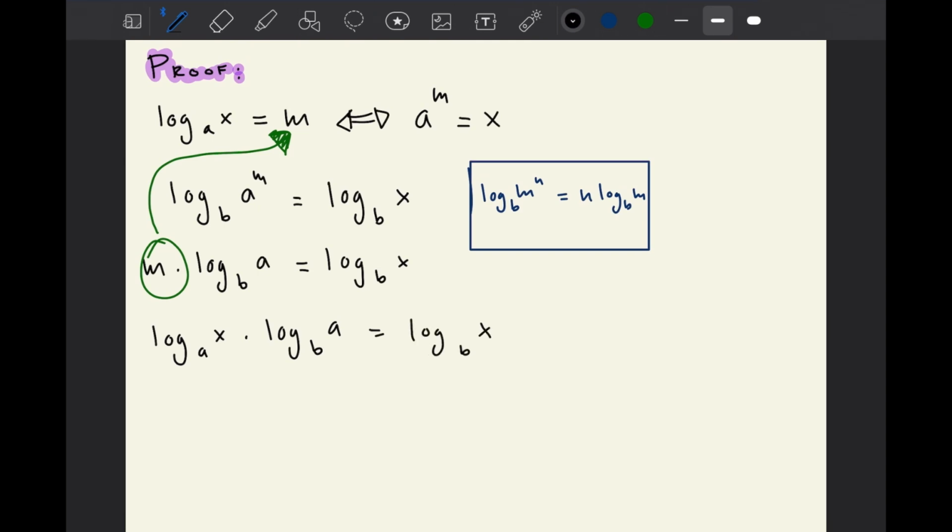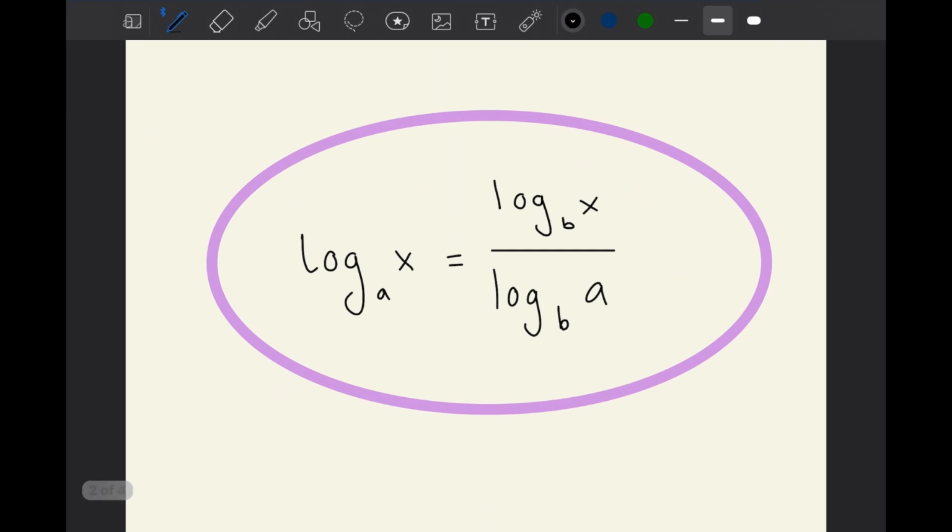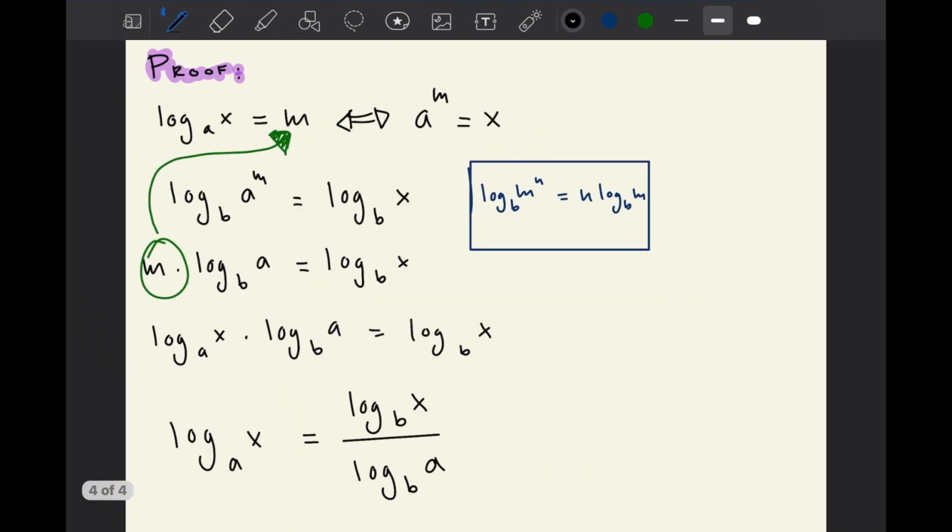And all we have to do is simply bring the logarithm of base b of a to the other side right here. So we're just going to divide. And then we end up with the logarithm of base a of x is equal to the logarithm with base b of x divided by the logarithm of base b of a. And that is exactly the rule that we have over here. So this was the proof.